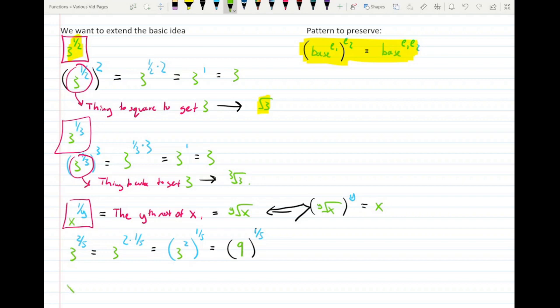And in general, if we take some base and raise it to the power of some fraction, we'll call it z over y, this is equal to x to the power of z times 1 over y, which equals x to the z, whatever that turns out to be, all to the power of 1 over y, or the y-th root of x to the z.